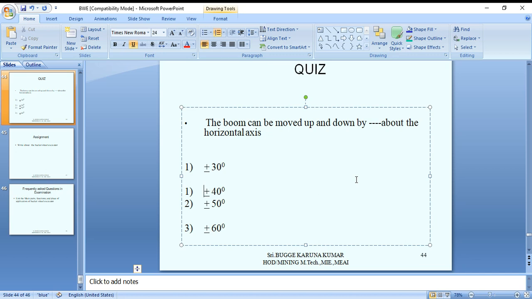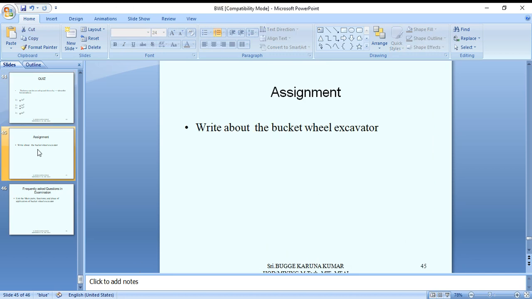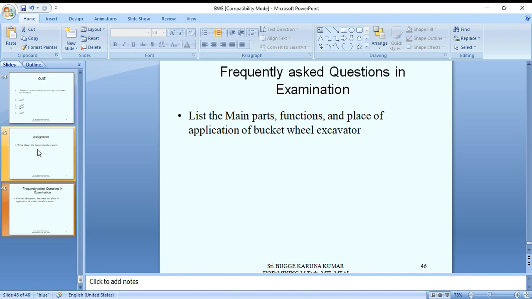Generally, most of the questions come from the construction point of view. For the bucket wheel excavator, drawing a simple line diagram and mentioning the parts is your assignment. Make a note. Generally in board examination, you will be asked to list the main parts, functions, and place of application of the bucket wheel excavators.